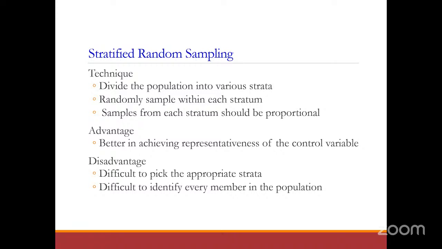But one disadvantage we have is that it is difficult to pick the appropriate strata, because individuals have different characteristics. So it is difficult to pick the appropriate strata, to know which strata have the most homogeneous population or most homogeneous cases, and it is also very difficult to identify every member of the population.